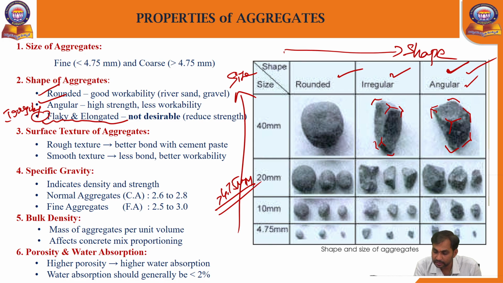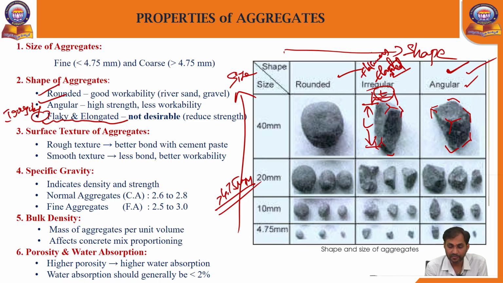See, what is the thickness? It is going to be provided. What is the length? That is elongation. So irregular aggregates become flakiness and elongated aggregates. Okay, done. So angular aggregates provide high strength and less workability. Rounded aggregates provide good workability, nothing but the river sand and gravel particles.